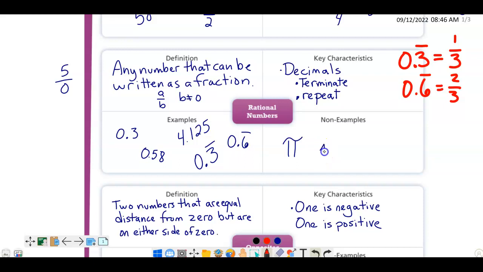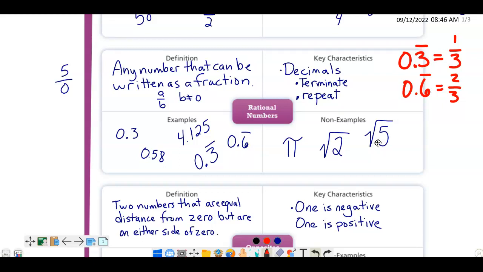There are other numbers also where you'll see a symbol that looks like this. This is a square root symbol. If you see the square root of 2 or the square root of 5 or something, those are not rational numbers. They will turn out to be decimal numbers that never repeat and never terminate, so they're not rational.